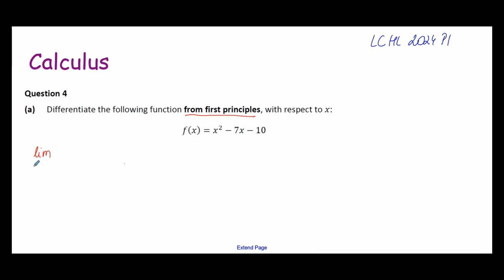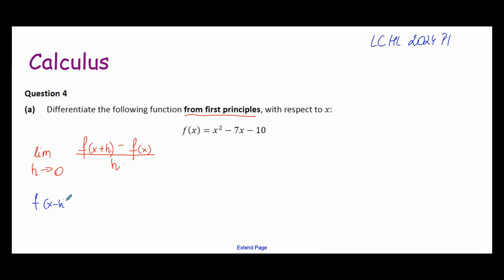So it is a limit as h is approaching 0. And then on top of the fraction, I have my function f. However, in place of x, I replace x plus h, and then minus my function f, and everything divided by h. So either you can write everything on one line, or you can break it down. I usually break it down.